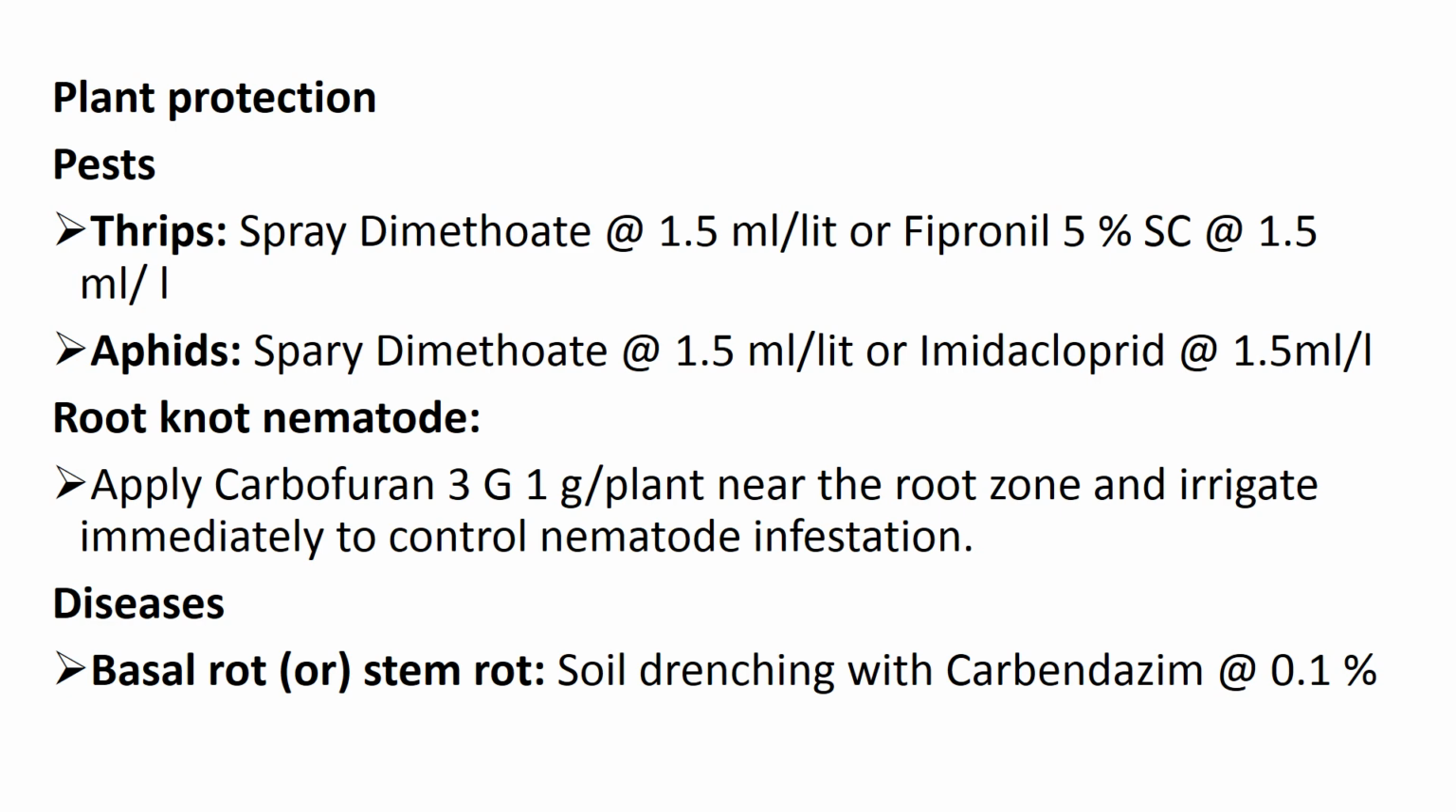Then comes disease, that is basal rot or stem rot, the rotting of stem. It can be prevented by soil drenching. We can use carbendazim, and you should remember some chemical names, like in case of aphids, imidacloprid, and in case of root knot nematode, carbofuran 1 gram per plant. You should remember that.